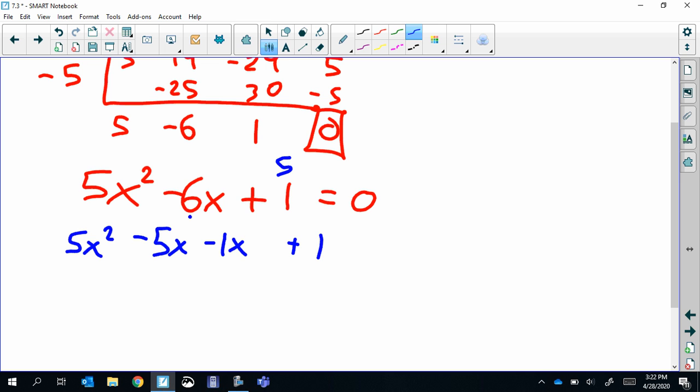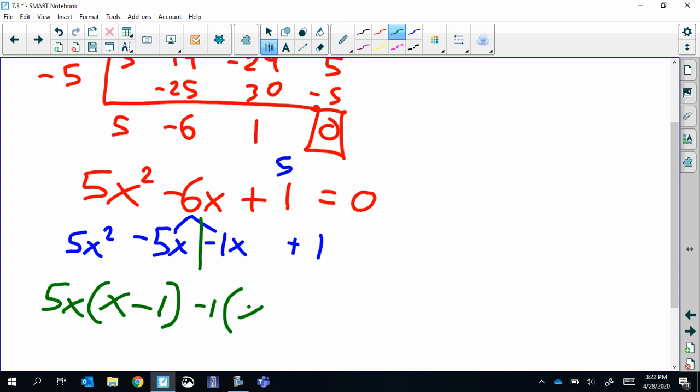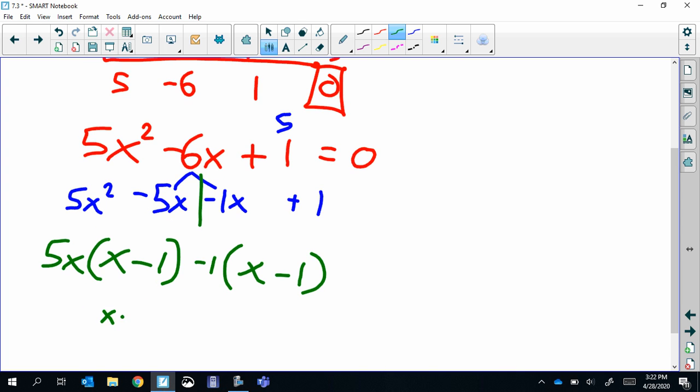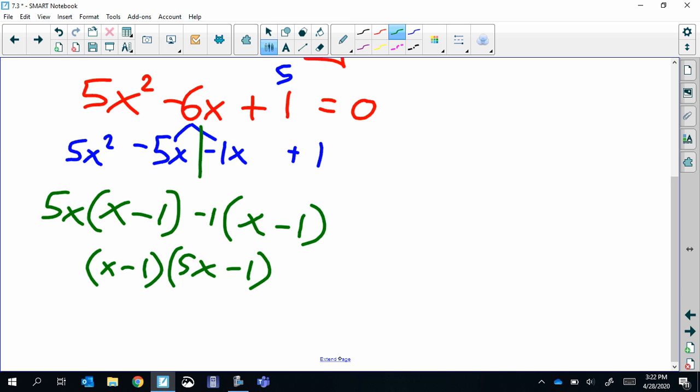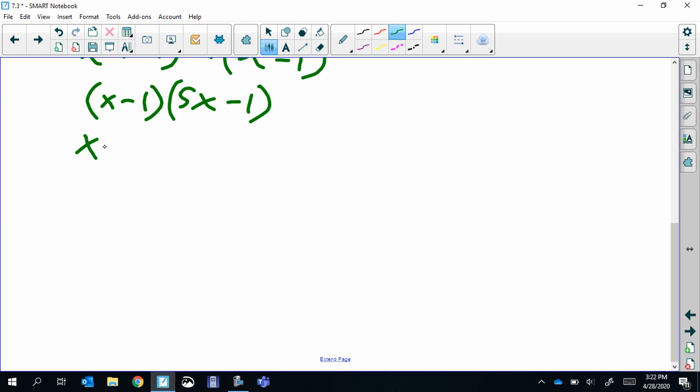So we split that -6 into -5, -1, and then we can factor by grouping. To get the -1 here. Our parentheses match, so that's a factor. And then 5x minus 1 is the other factor. So we get x equals 1 and x equals 1/5.